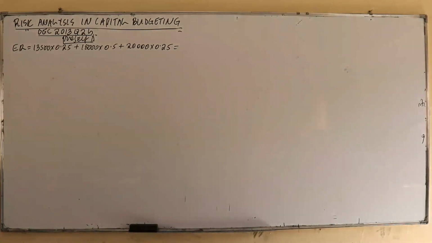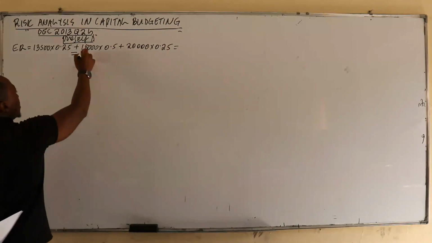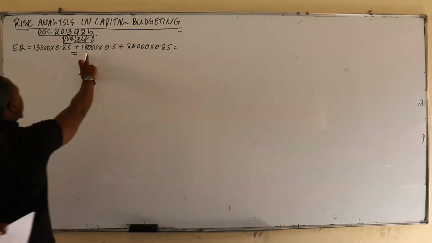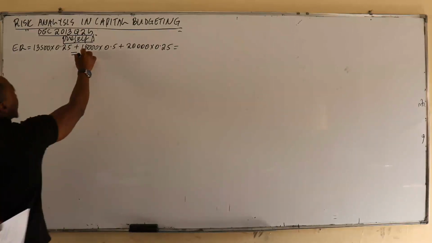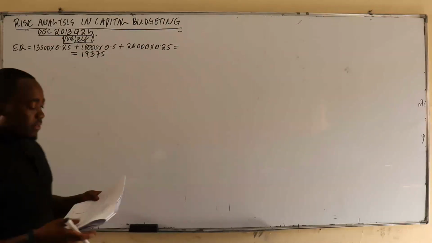So how much on average do you expect to generate per annum? It can't be 24. This is 20, this is 18, this is 13. Should be between 13 and 20. 17? 17,375. Good.